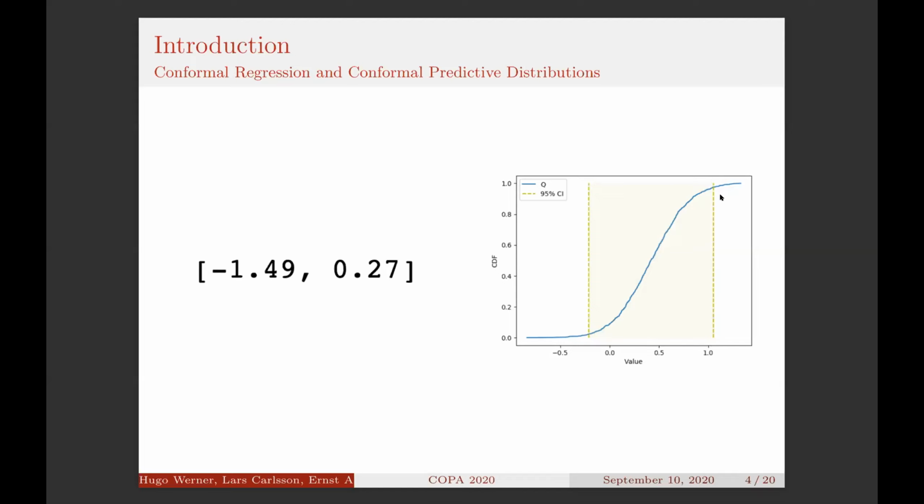The work that we have done is essentially to try some methods that have worked well to improve the performance in conformal regression and apply them in this new setting of conformal predictive distributions and evaluate their performance.